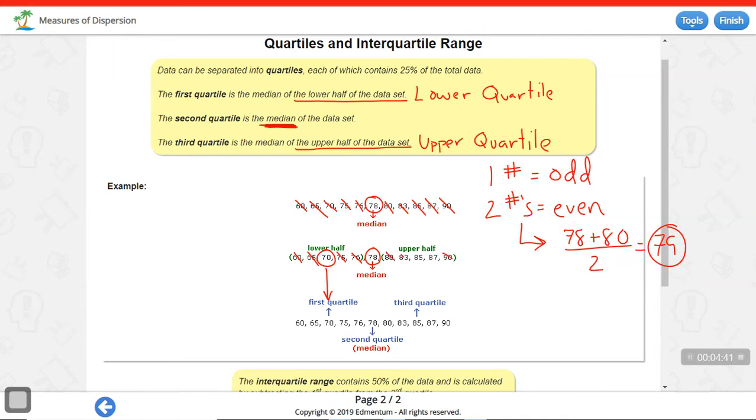Upper half, I do the same thing, marking off 1 on each side till I get down to my 1 in the middle, and that's known as my third quartile, also known as my upper quartile. That's how we split it out.